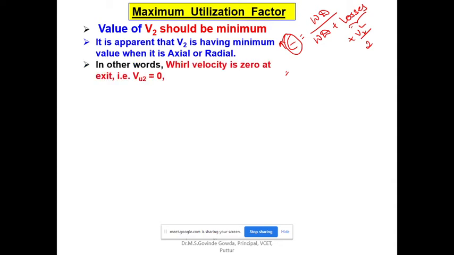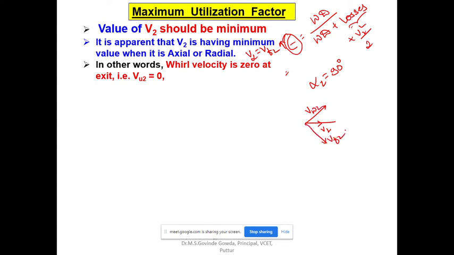So the flow velocity is 0 at the exit. If V2 is axial or radial, that means V2 equals Vf2. That is the meaning here. When V2 equals Vf2, my alpha 2 will be 90 degrees. How many of you are not understanding this? Shall I explain it in a better way? See here, this is the exit velocity triangle, how it looks. This is V2, this is Vw2, this is Vf2.